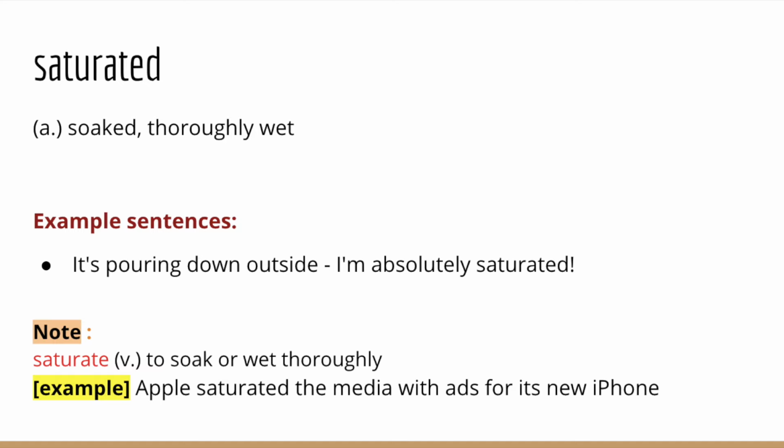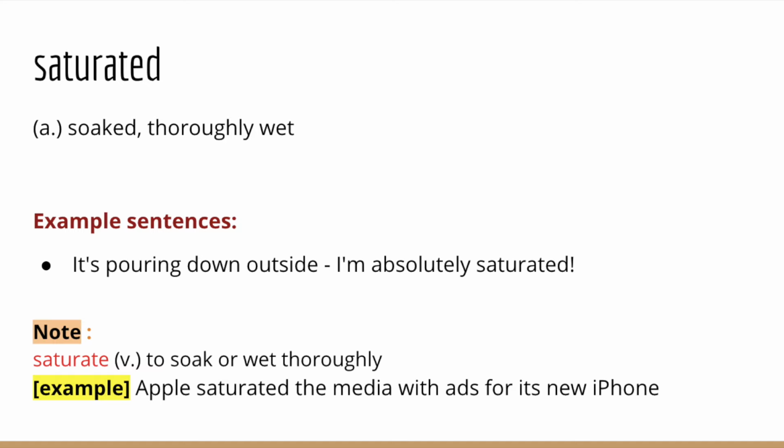Apple saturated the media with ads for its new iPhone. So here, saturating the media with ads means you soak the media with all your advertisement. So you can picture this. When you saturate yourself in water, you are surrounded by water, and everywhere is water. And if you saturate with ads, it means anywhere or everywhere you go there are ads for the new iPhone. So that means saturate the media with ads for its new iPhone.